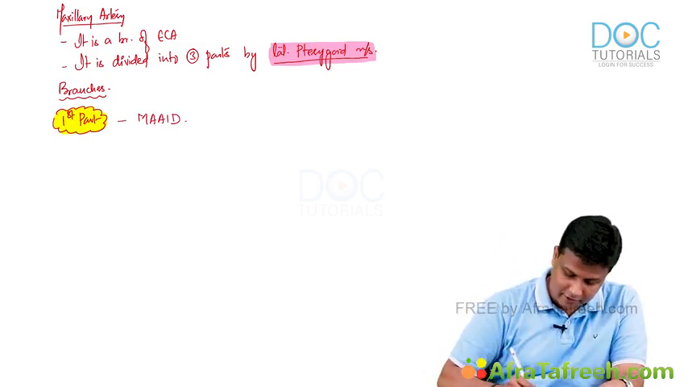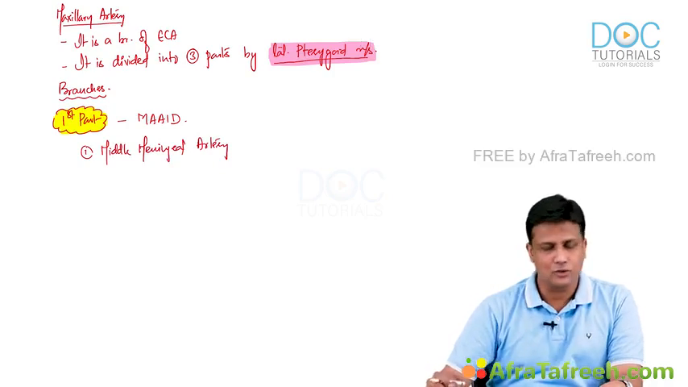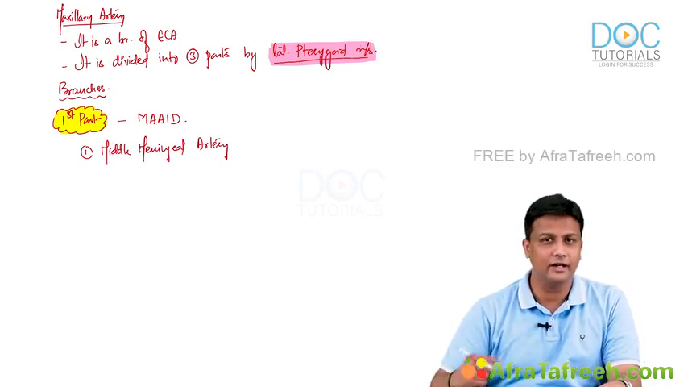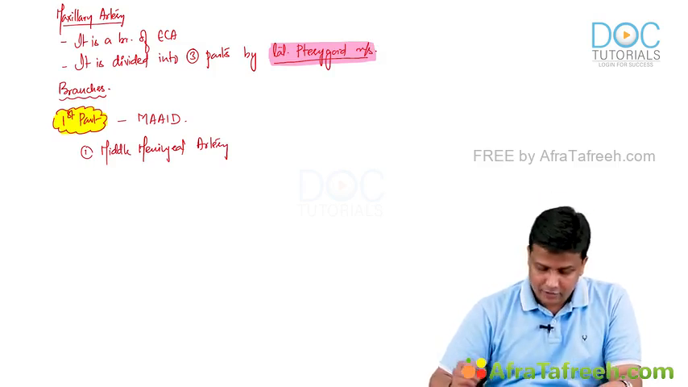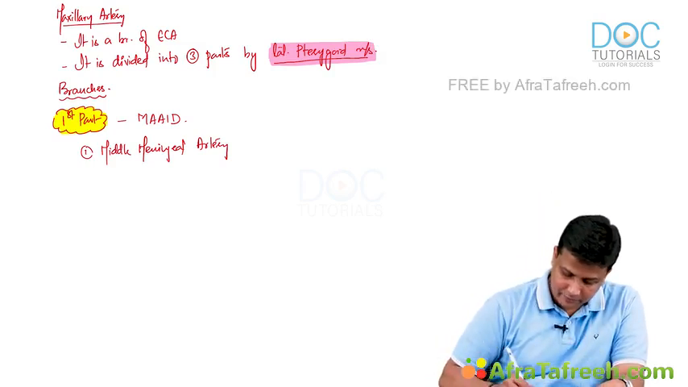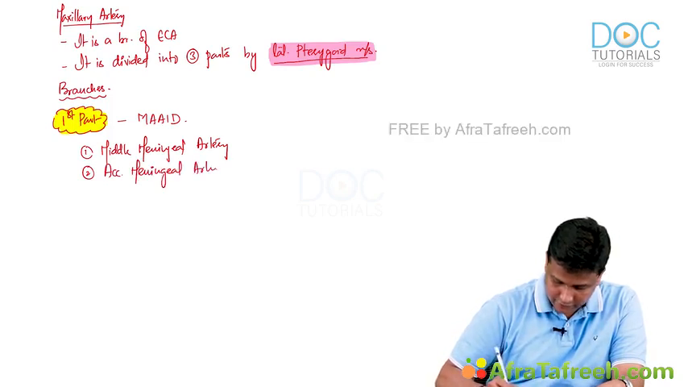Now in that MAID, M stands for what? Number 1, M stands for middle meningeal artery. Middle meningeal artery. While writing, repeat the names in your mind and try to memorize them. It's about the branches and you have to memorize them. So the first part will give you the middle meningeal artery. Number 2, A stands for accessory meningeal artery. A for accessory meningeal artery.